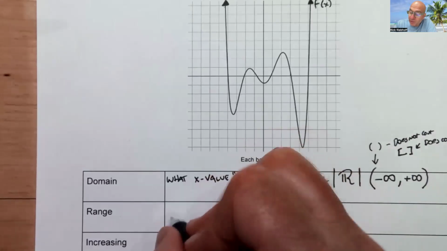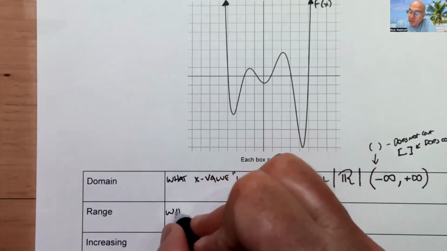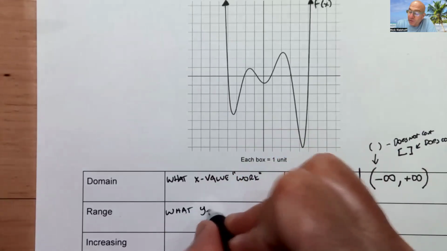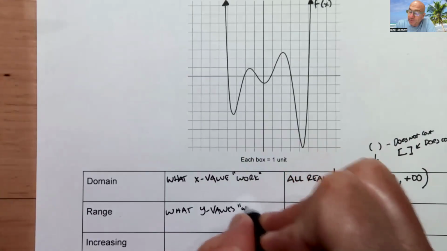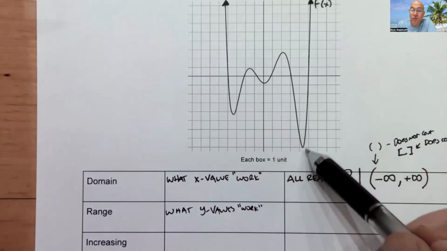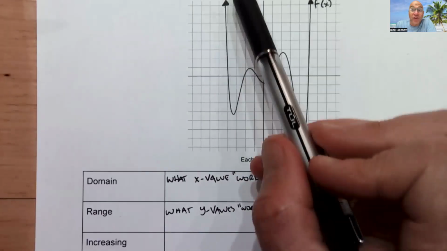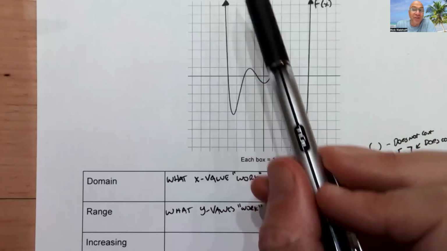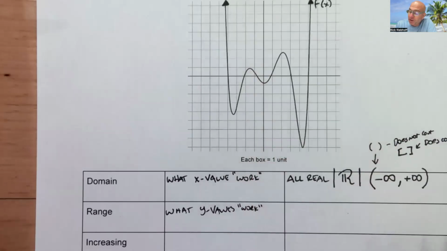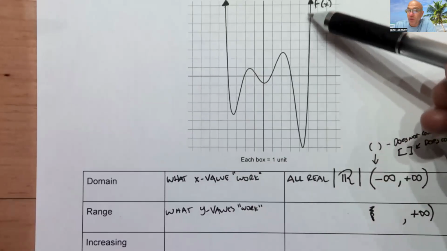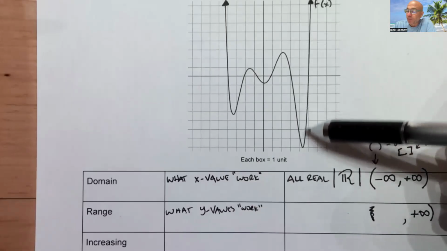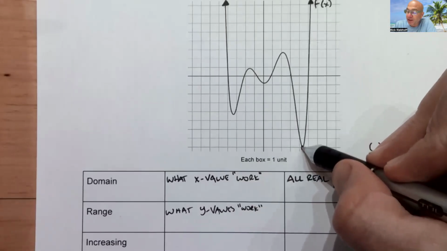Okay. Range. Well, if domain was what x values work, range is going to be what y values work. Okay. So what y values work. So I look at this and I go, well, the y values go up forever right here. So that's going to go to positive infinity. Okay. So when I write it in interval notation, I know it's going to go to positive infinity and it can't get there, right? Well, how low can it go? So what's the lowest point it gets to? Oh, snap. Let's say that it does get to this point.